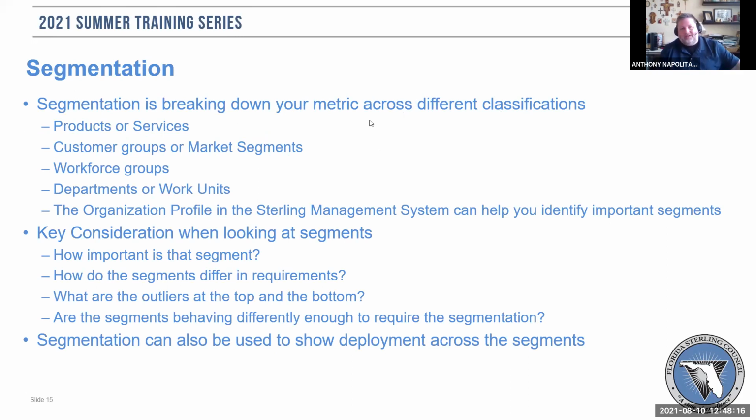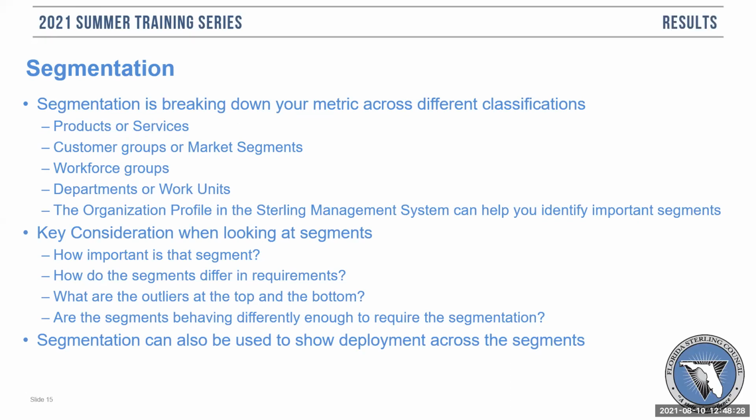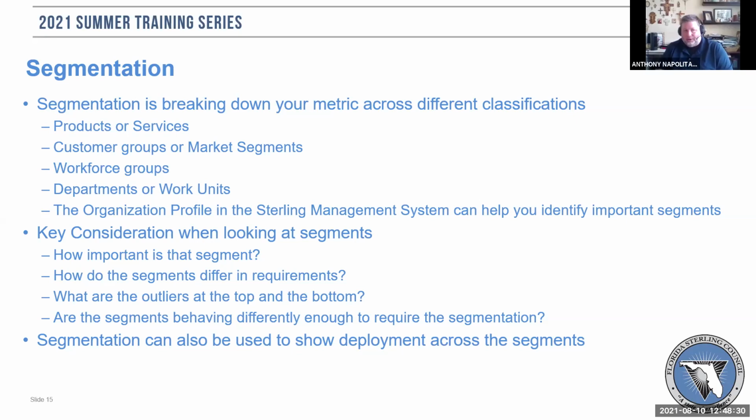Segmentation is breaking down your metrics across different classifications. So we're on to segmentation. It's a little bit different. You're looking at things like your products or services, breaking it down across your customer groups or market segments, and those are different. Market segments might not be the same as your customer groups. Your customer groups could include things like your customer life cycle, like someone who's an engaged customer versus a new customer versus a customer that's leaving the market somehow. Your market segment is usually more demographic based.